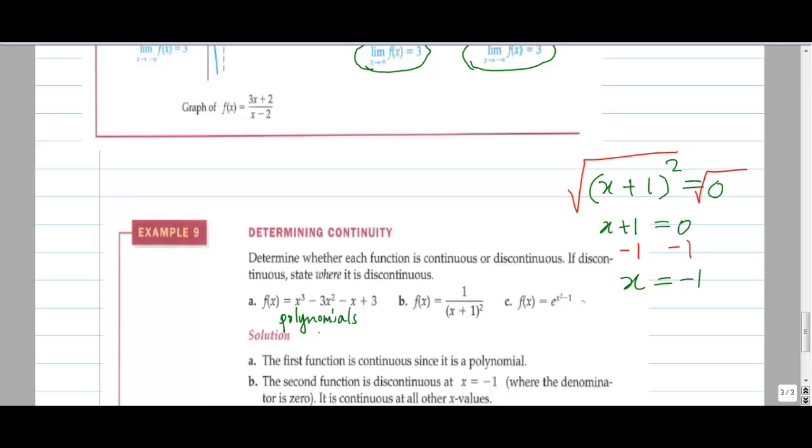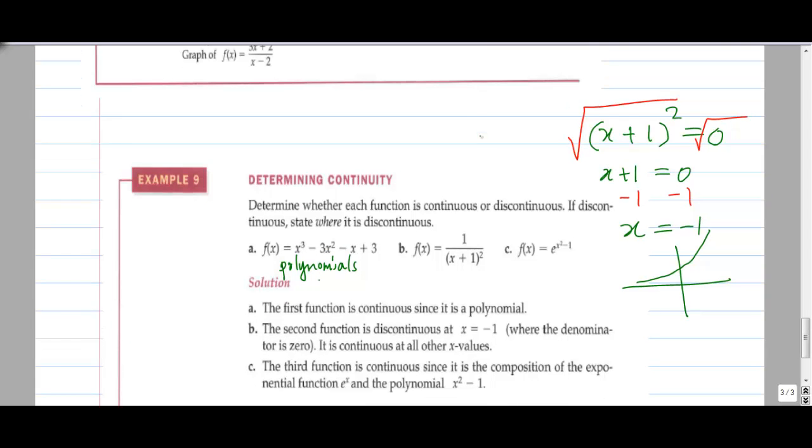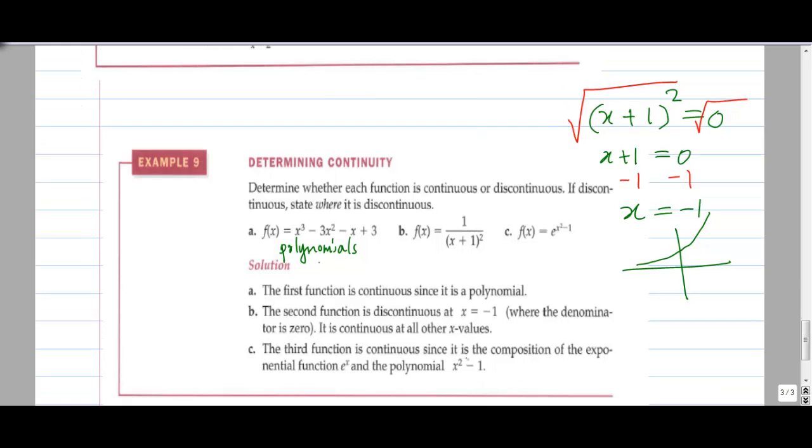The next one is e to the x squared minus 1. Well, we know x squared minus 1 is continuous. E to the something is continuous. Remember what the graph of e to the something looks like? Like this, right? So it's not defined at certain points, but it is continuous. So the third function is continuous since it is the composition of the exponential function e to the x and the polynomial x squared minus 1. So this is what I would write for this one: continuous on the domain. Where it is defined means it's continuous on the domain.